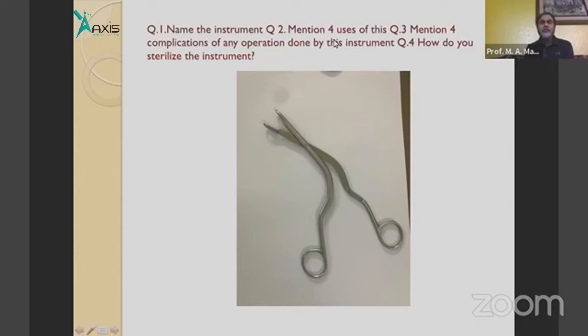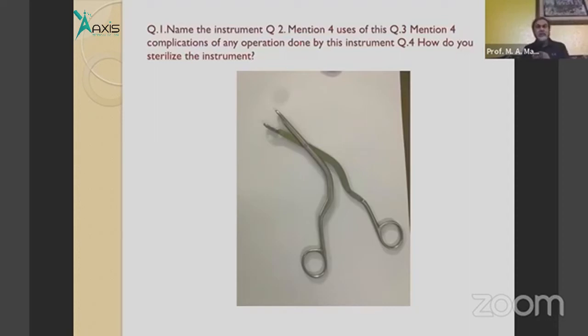Mention 4 uses of this instrument. Number 1: as you know, this is a very sharp instrument, so we can use it in different procedures. Number 1 is classically during the intranasal polypectomy operation, to hold the polyp and take it out. Number 2, we can also use it as a holding forceps, like a tonsil holding forceps in tonsillectomy operation to hold the tonsil.